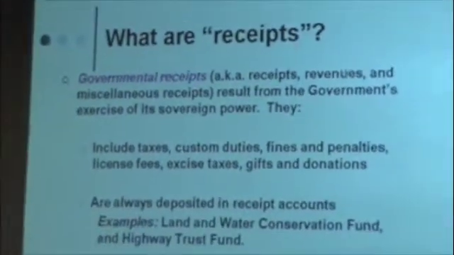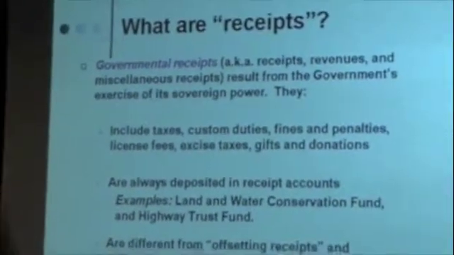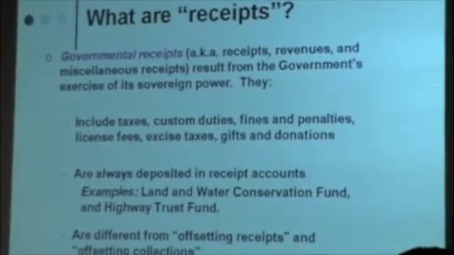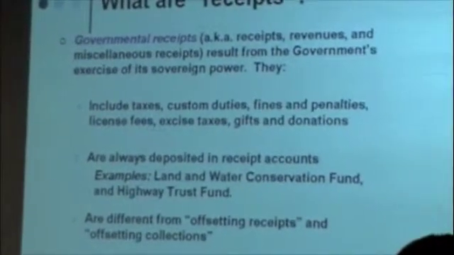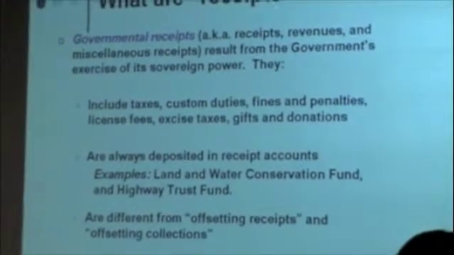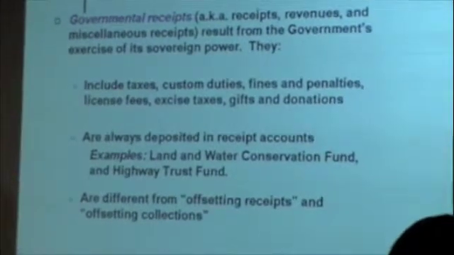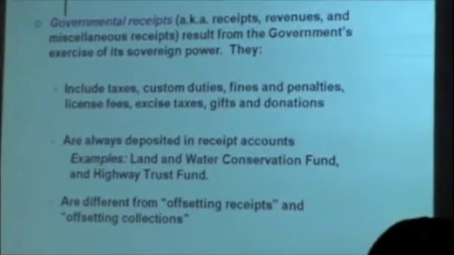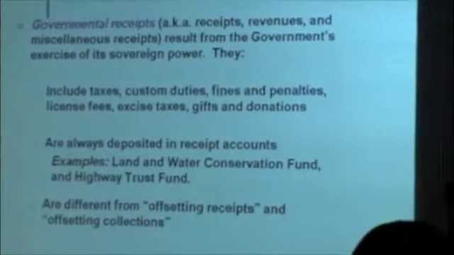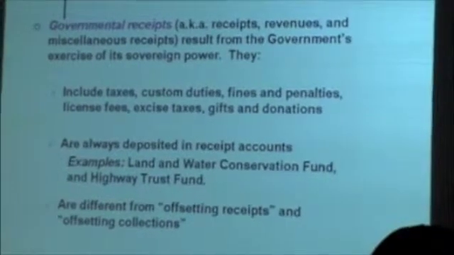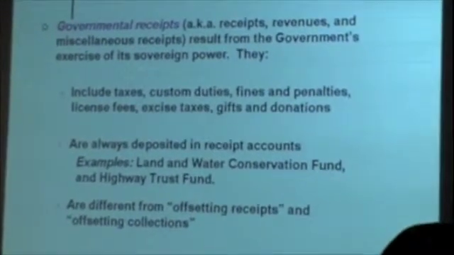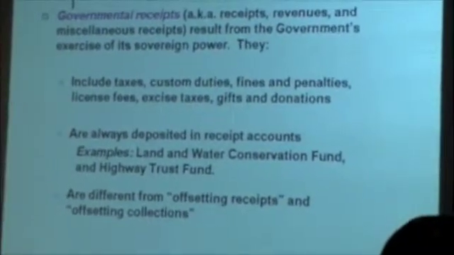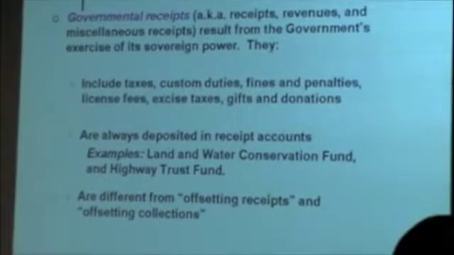Governmental receipts, also known as receipts, revenues, or miscellaneous receipts, result from the government's exercise of its sovereign power. They include taxes, customs duties, fines, penalties, license fees, excise taxes, and gifts and donations, because we didn't know where else to put gifts and donations. They're also deposited in receipt accounts, for example, the Land and Water Conservation Fund and the Highway Trust Fund. They are different from offsetting receipts and offsetting collections.